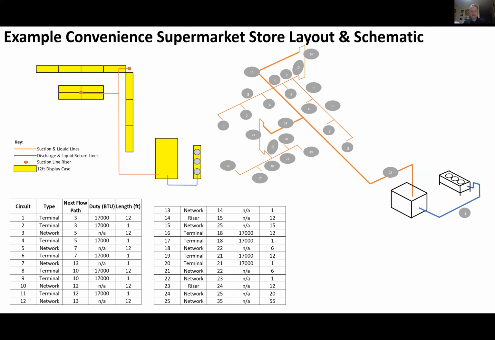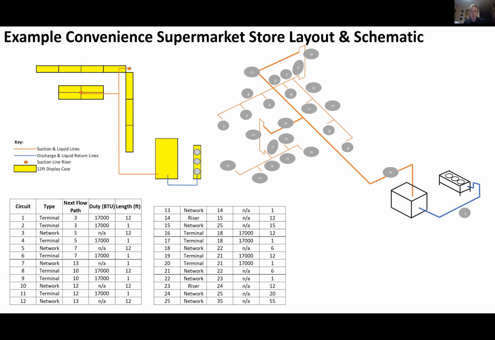Looking at the top left here, once we sketch out a schematic, which I hope is understandable by everyone on the call, we've got 25 circuits. Working from circuit number 1, that's the furthest fixture away from the refrigeration rack. We build up the isometric, we sketch it out, and we number it.